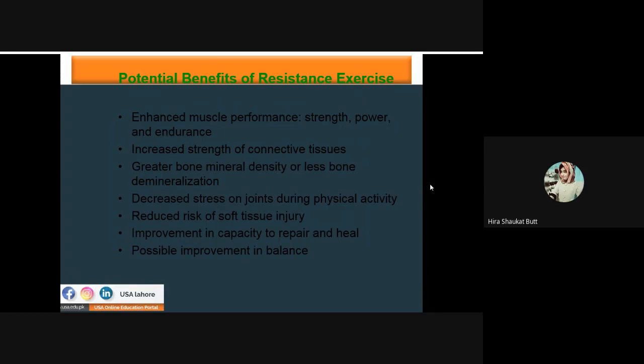After which, the most important one is that it will improve muscle performance. It will improve muscle strength, muscle power, and muscle endurance, particularly in the case of larger muscles or a greater number of muscles. It will also improve the strength of connective tissues, and it will improve bone strength. So these are the potential benefits of resisted exercises, or you can also say the advantages of resistance exercises.